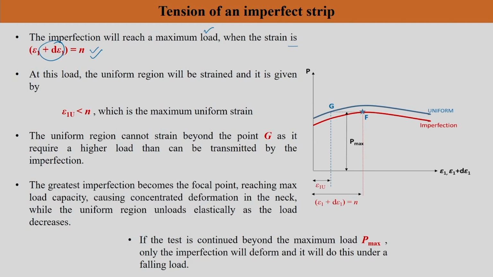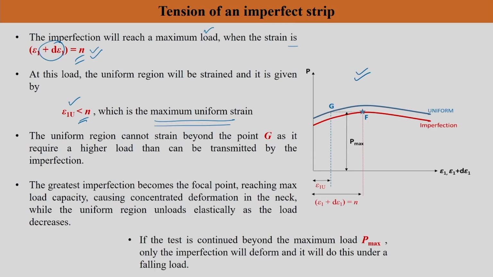If you see, the uniform region would have reached some strain, let us call it epsilon 1 u, called the uniform strain epsilon 1, that will of course be less than n, which is the maximum uniform strain you can have in the entire strip. This situation is drawn in this particular figure.